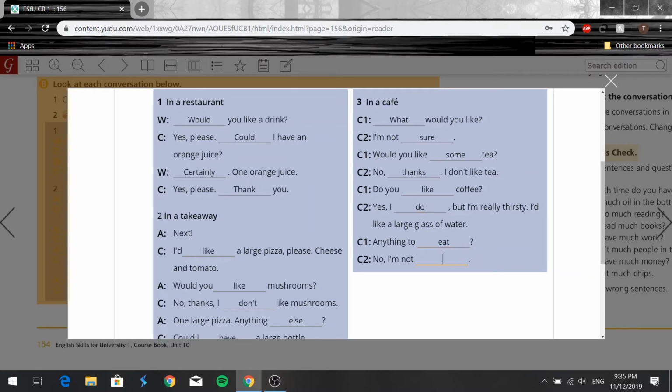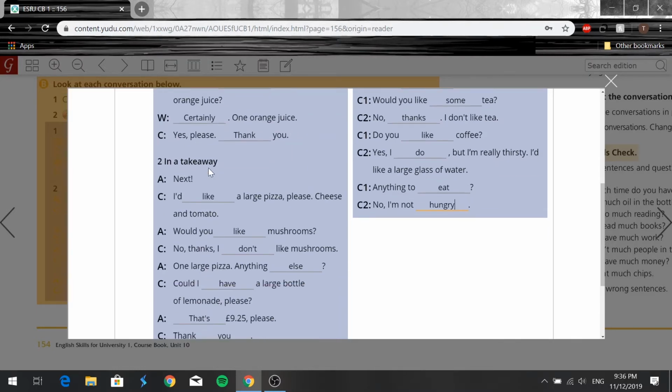No, I'm not. We'll say hungry. Okay? So again, would you like a drink? Yes, please. Could I have an orange juice? Certainly. One orange juice? Yes, please. Thank you. And a takeaway.